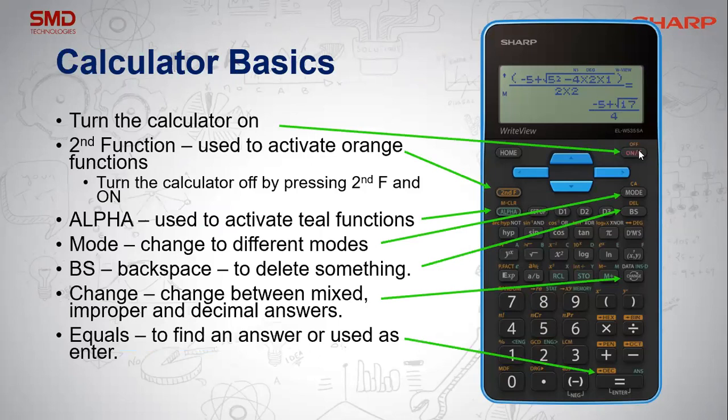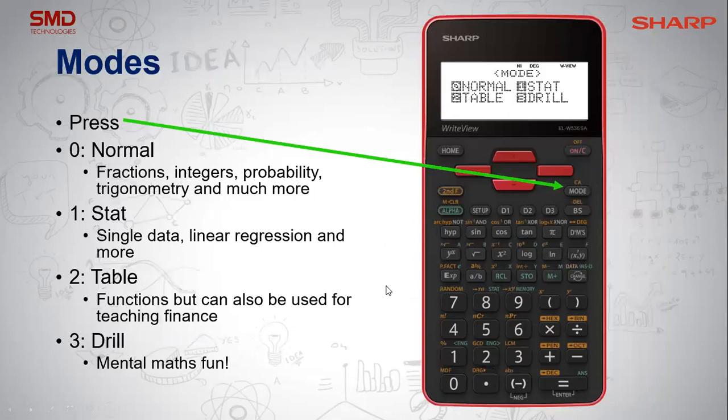Functions on the calculator. You've got your on button, your orange button, which is second function, which activates all of your orange functions. So we'll use it for percentages and for probability. You've got your alpha button, which activates your statistics and your memory keys. You've got mode, and I'll walk through those in a second. Then you've got BS, which stands for backspace, and that means to delete something. You have change, which just changes the way the answers look. And then, of course, you have your equals button, which gives you the solution.